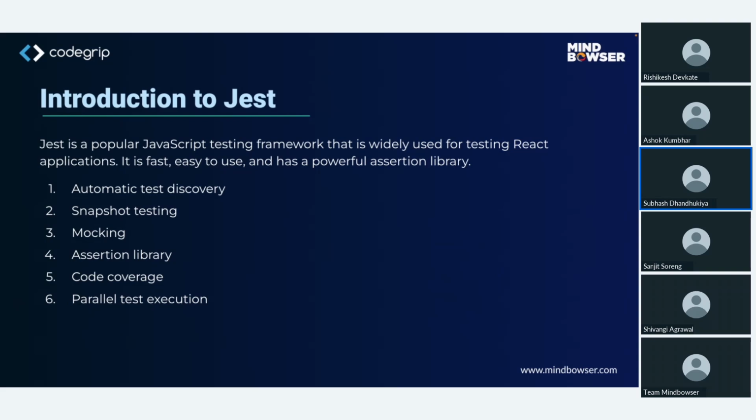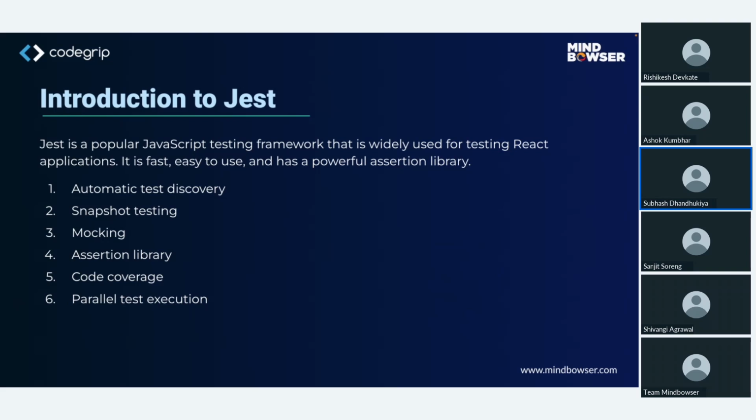So this can be used to check that the component's output hasn't changed over time. And in mocking, Jest allows you to easily mock dependencies such as modules or functions in your tests. Next, assertion library. Jest includes its own assertion library, which is built on top of Jasmine and provides a simple and intuitive syntax for writing tests.